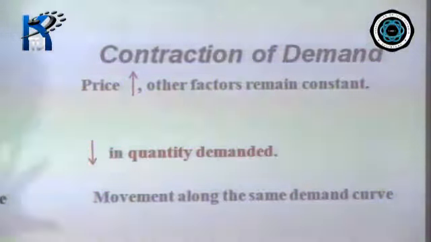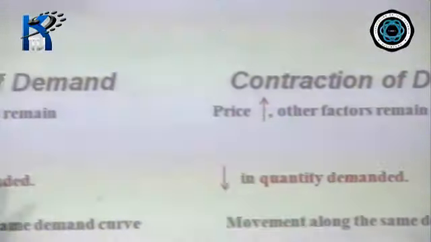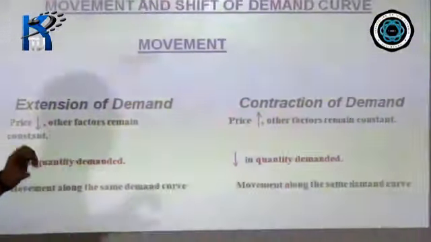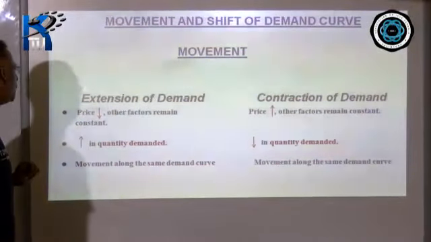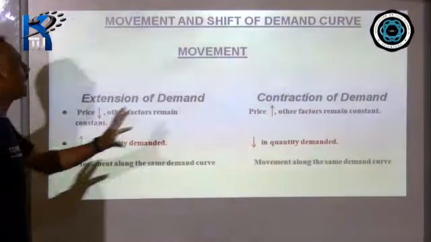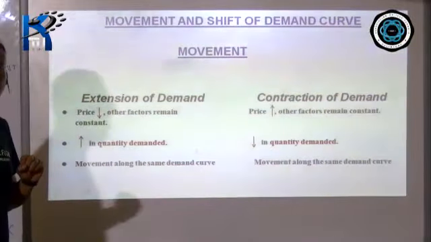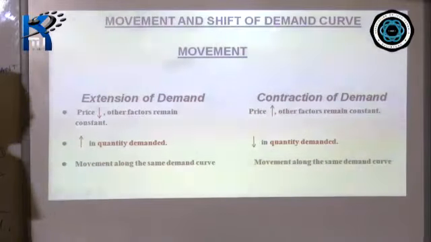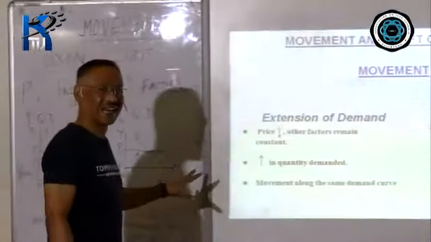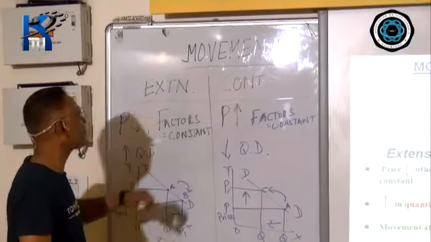Now, if there is a question where they ask you, what do you mean by movement along the same demand curve? Or if they ask you to differentiate between extension of demand and contraction of demand in your question paper, which generally is a 3 marks choice question, this is how we answer. Let's have a look at how you can answer this question, which is for 3 marks in the board paper.